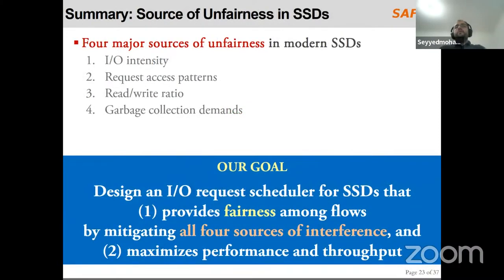To sum up, we have 4 major sources of unfairness in modern SSDs: different IO intensities, different request access patterns, different read-write ratios, and different garbage collection demands. Our goal is to design an IO request scheduler for SSDs that provides fairness among flows by mitigating all 4 sources of interference and maximizes performance and throughput.